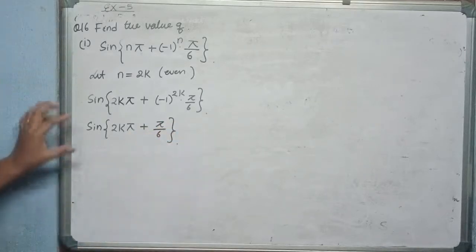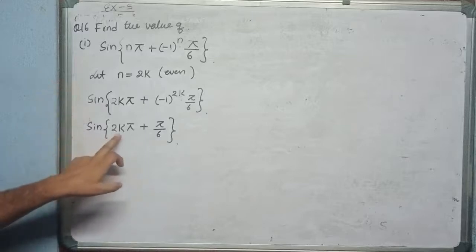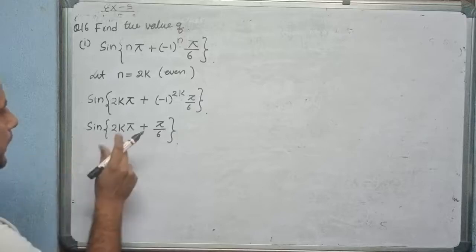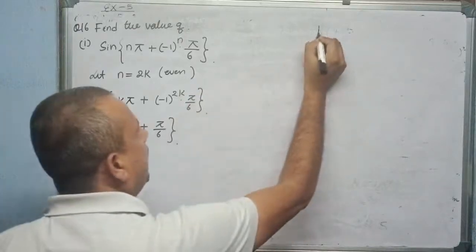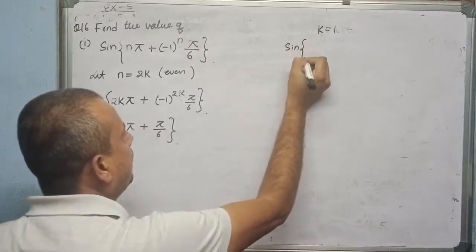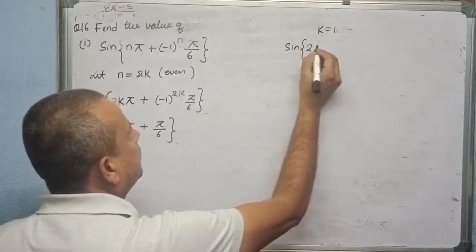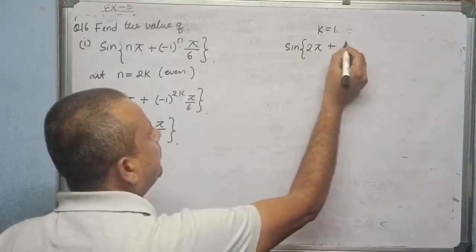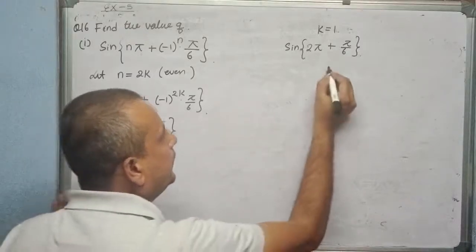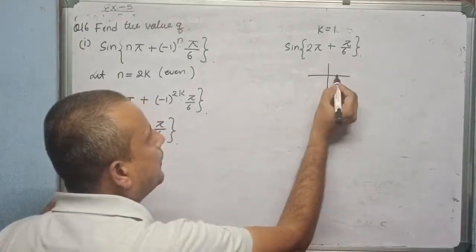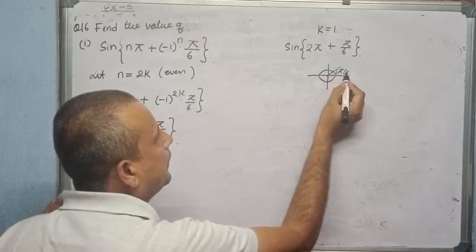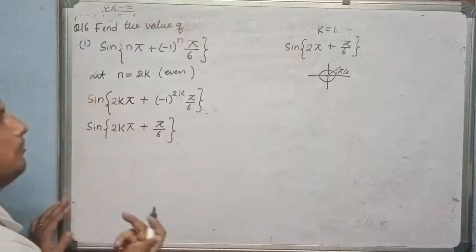Now after getting this, you have to consider in which quadrant this particular expression lies. 2k pi plus pi by 6. In this case, let us suppose k is 1. I am doing the rough work over here. 2 into k, with k is 1, means 2 pi plus pi by 6. 2 pi means it is 360 degree. 360 degree plus pi by 6, in which quadrant does it lie? 90, 180, 270, 360, 360 plus pi by 6. First quadrant. In the first quadrant, the sign is positive.